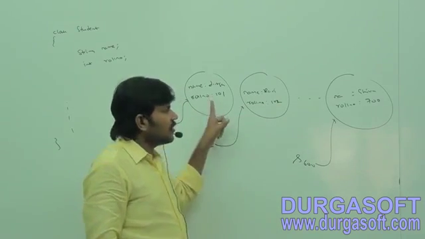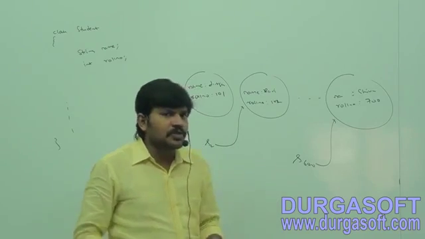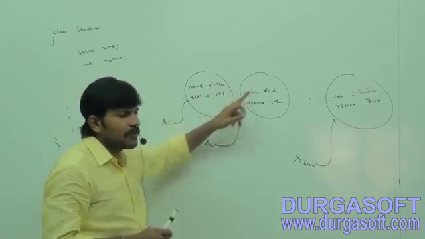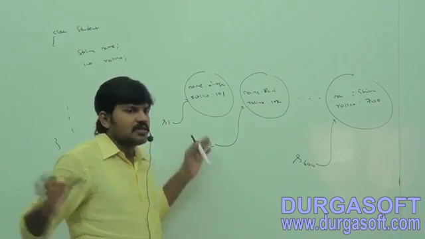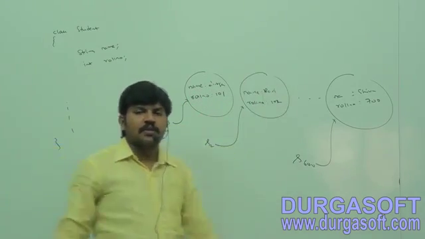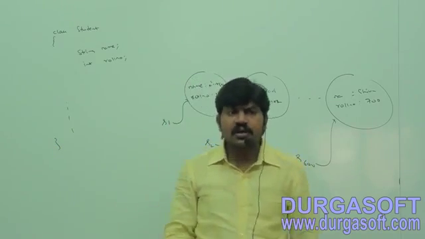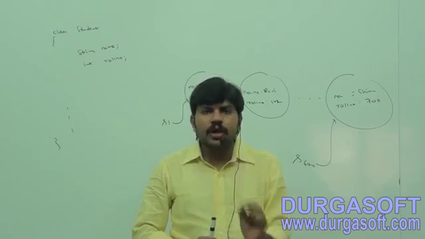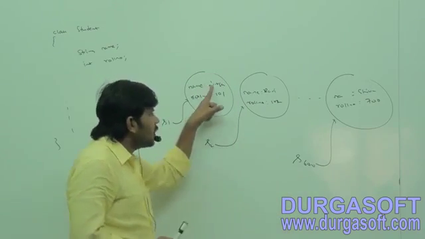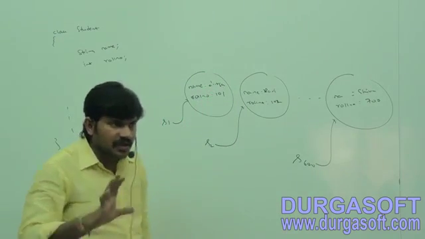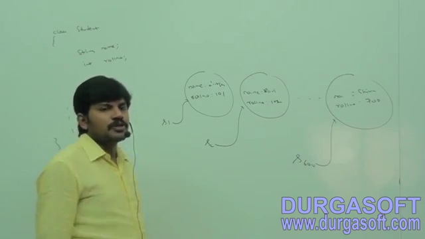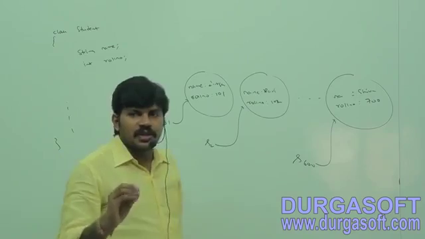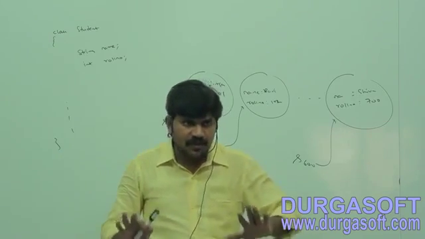Sir, how many copies of instance variables will be created? For every object, a separate copy is created by default. If 600 students are there, how many roll numbers are there? 600 roll numbers. How many names? 600 names. For every object, a separate copy of instance variables will be created. First you should be aware what an instance variable is and how many copies are created. Clear for all of you?